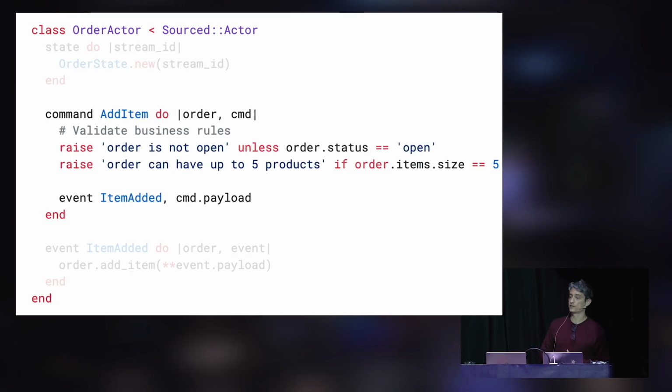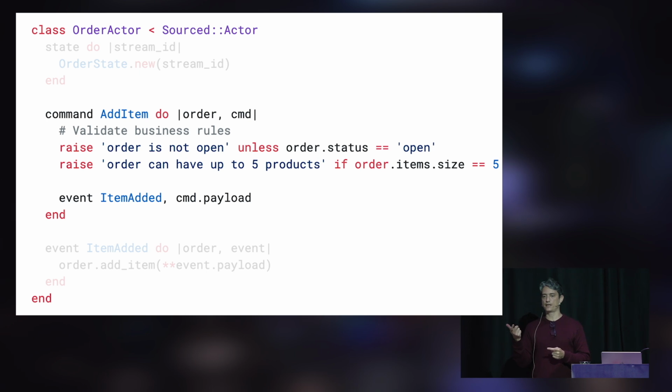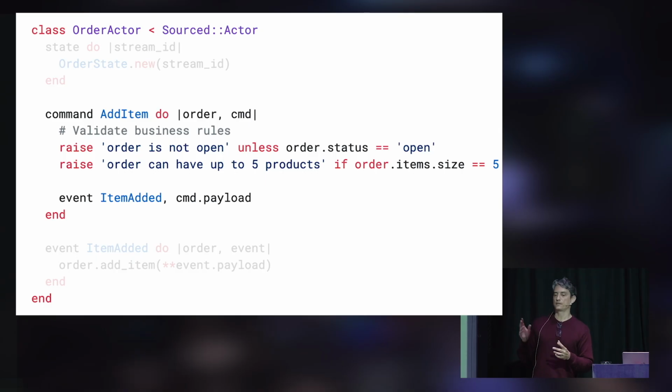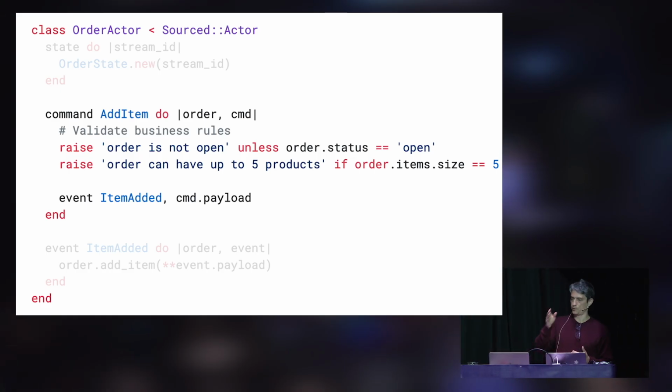Next, I define what commands this actor supports. Again, here I'm registering that add item struct and giving it a command handler, a block. So every time that I send an add item command to this actor, it will go to this block, and here is where I validate what needs to be true for that command to go ahead and produce an event. So in this case, I need to check that the order is open, and also that there can't be more than 5 items in the order. And if all those things are true, then I go ahead and produce that item added event, in this case with the same payload as the command.